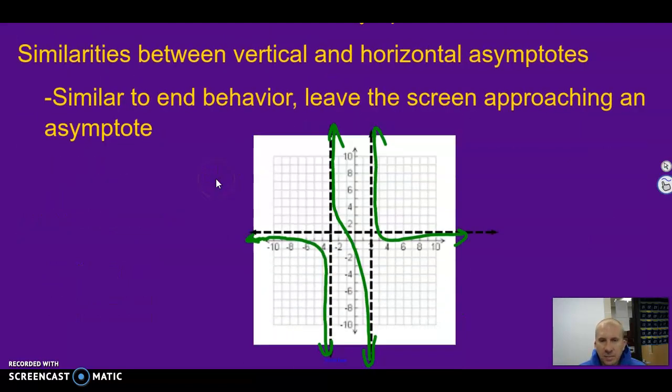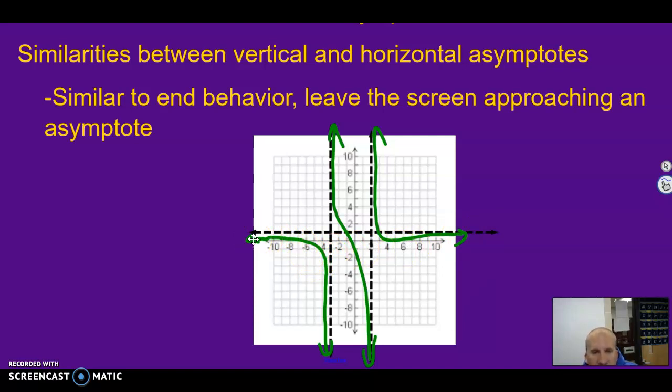At the bottom of the screen here, we have a picture of a graph that has two vertical and one horizontal asymptote. You can only have one horizontal asymptote. You'll never have more than one. And you'll notice the similarity I talked about. As we leave the screen going up, we're approaching the vertical asymptote. Going down, approaching the vertical, approaching the vertical. But you also notice pretty much every graph we've done has looked something like this as it leaves to the left and leaves to the right. It approaches an asymptote. And so that's a horizontal asymptote, something we're approaching as we leave the screen to the left and to the right.